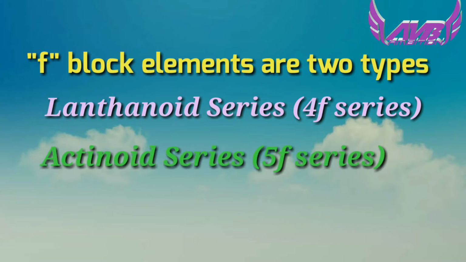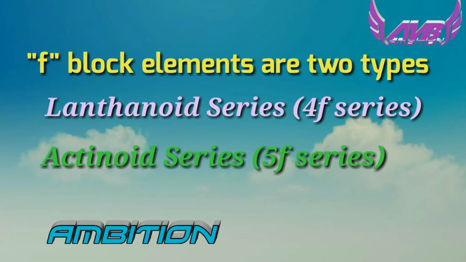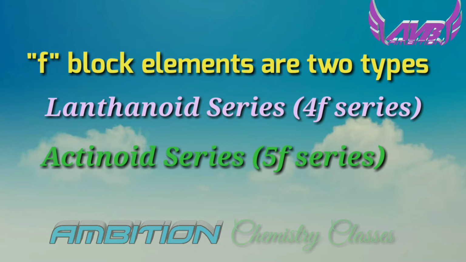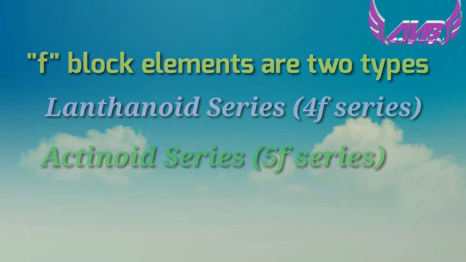Actinoid series or 5f series: there are 14 elements in this actinoid series from thorium to lawrencium, and all these 14 elements show very much similarity with actinium. So these 14 elements are known as the actinoid series, and for these elements the valence electron goes into the 5f orbital. So these elements are also known as 5f series elements.